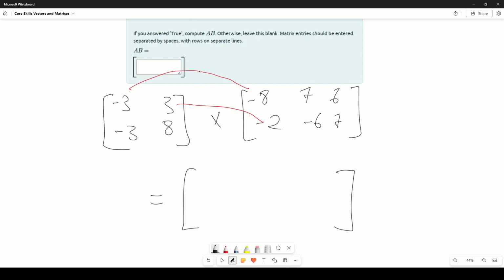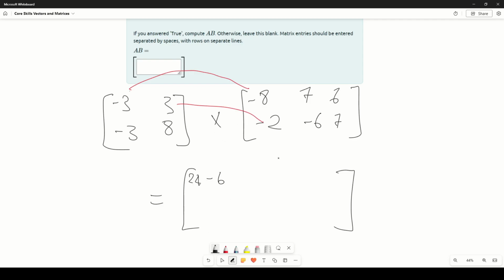So minus 3 times minus 8, that would give you 24. So this is 24 plus minus 6. And that is the first term here.